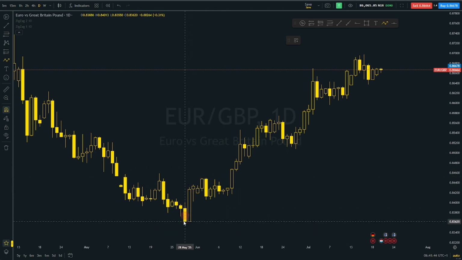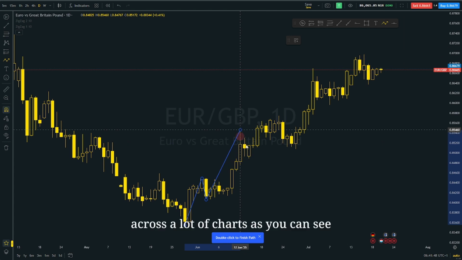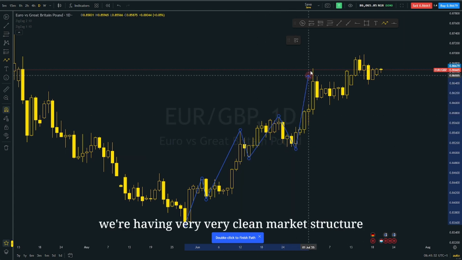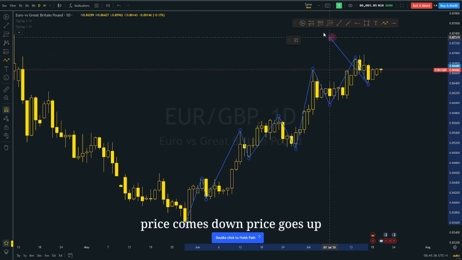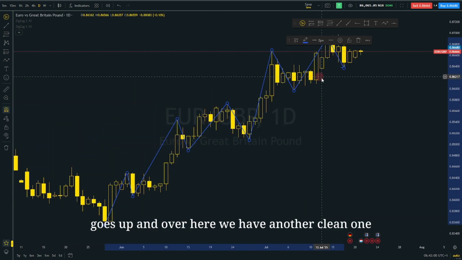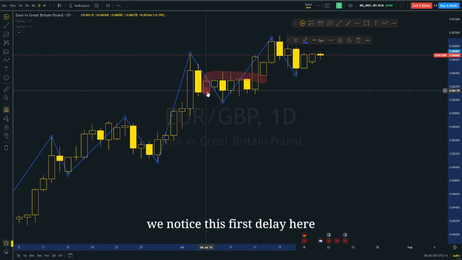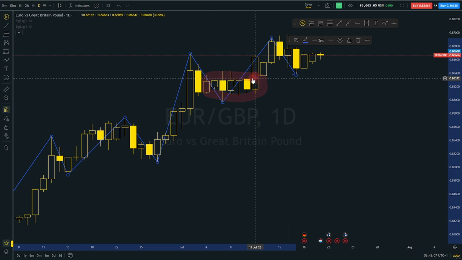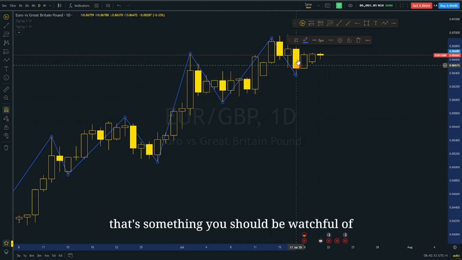On the daily, it seems we're having very, very clean price action recently across a lot of charts, as you can see. We're having very clean market structure. Price comes down, price goes up, price comes down, goes up. And over here, we have another clean one. However, we notice this first delay here, and that's something you should be watchful of.